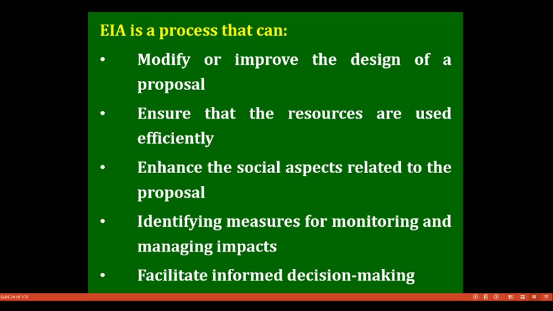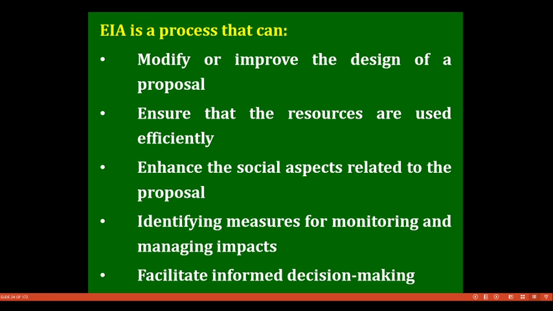Now we will see what processes are involved in the EIA program or EIA package. EIA will modify or improve the design of the original proposal. The original proposal may have many environmental impacts, and once we do the EIA activity, it will modify the proposal. It will also ensure that the resources are used very efficiently. It enhances the social aspects related to the proposal. It identifies measures for monitoring and managing impacts, and ultimately facilitates informed decision making.